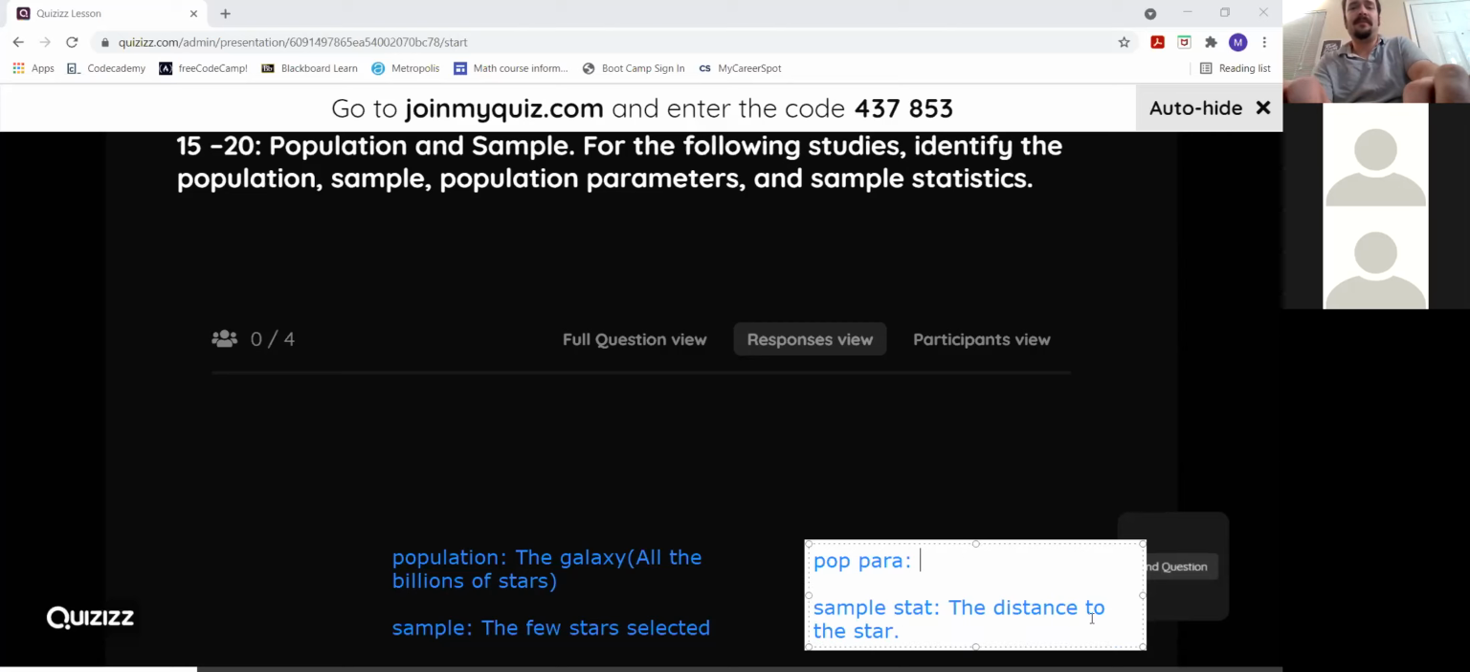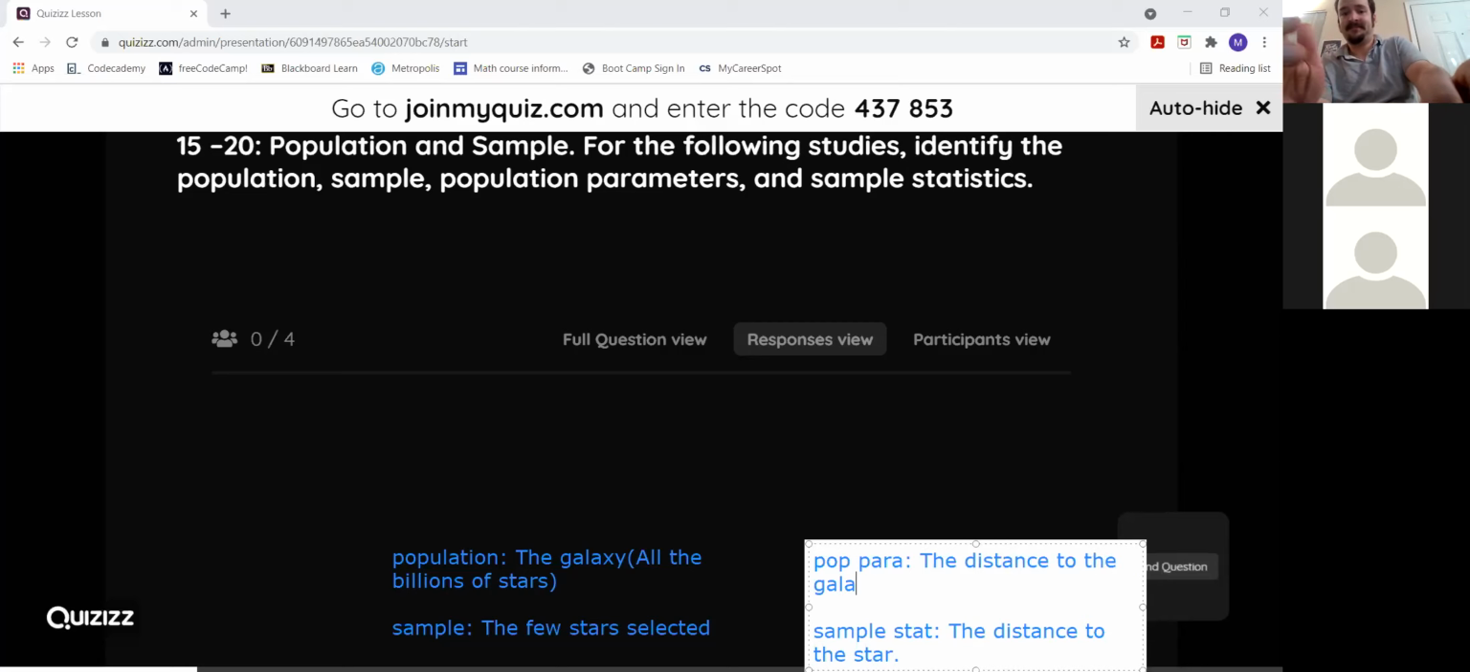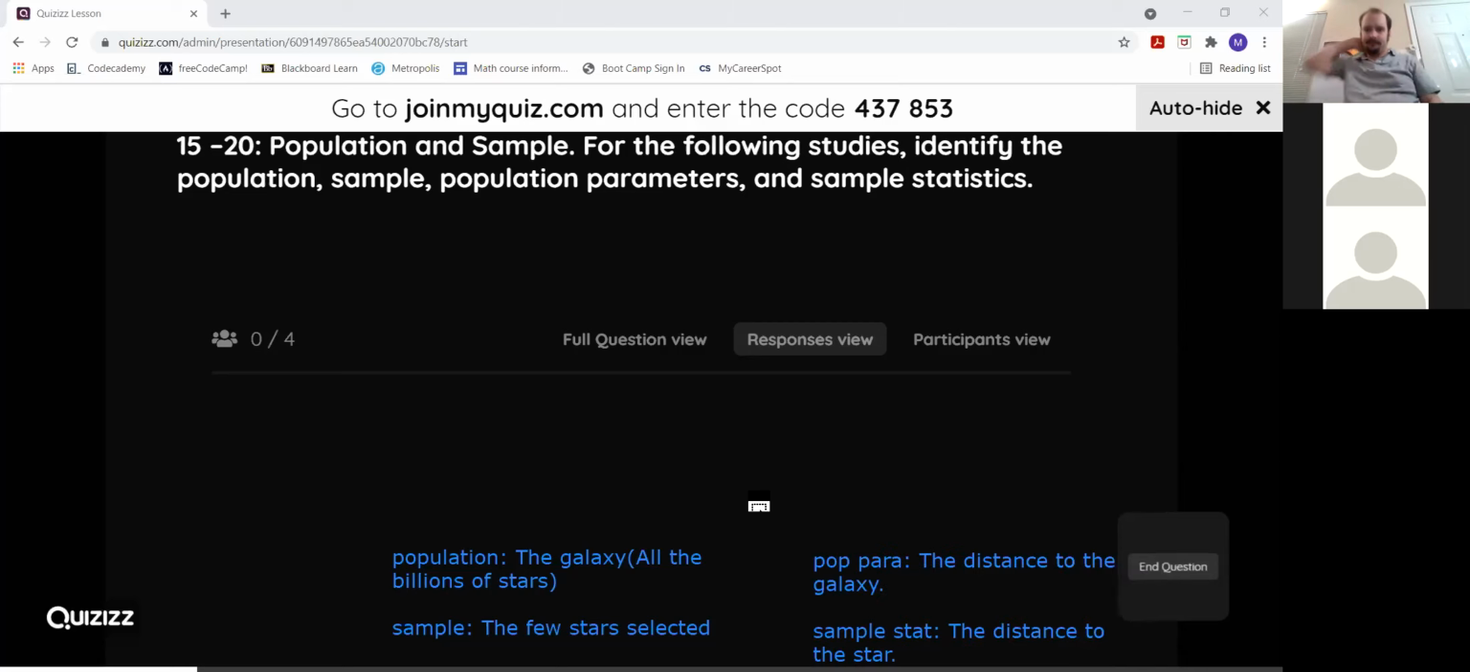And what's the population parameter? What's the thing I'm trying to figure out about the galaxy? The distance of the galaxy. Yes, the distance of the galaxy. Exactly. I think the average distance to the stars gives the distance to the galaxy, but they're still talking about distance. Are there questions about this? About where we're getting this from?